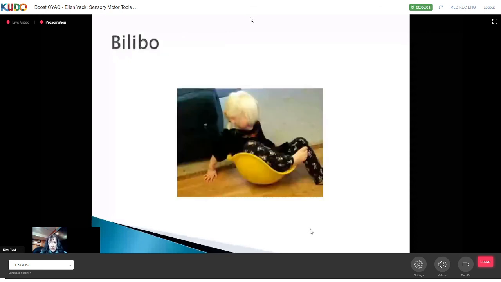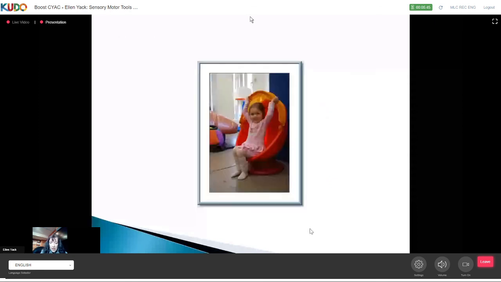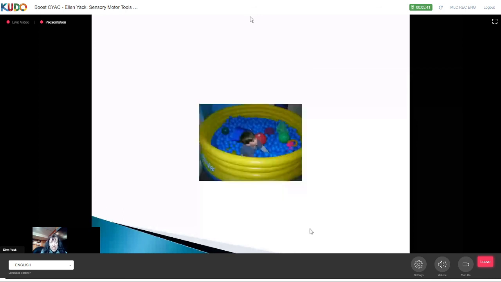To provide movement input to children, there's something called the Billy Bow. You can get it on Amazon. And again, if you're working with children and they come into your office and they really need to blow off steam, this is, I think, $35 and can store really easily. These are bigger saucers. This is a spinning toy from IKEA. These are more tools that we'll put in a home.